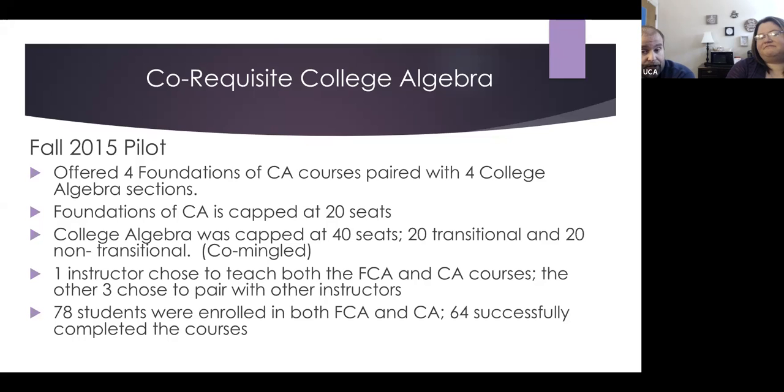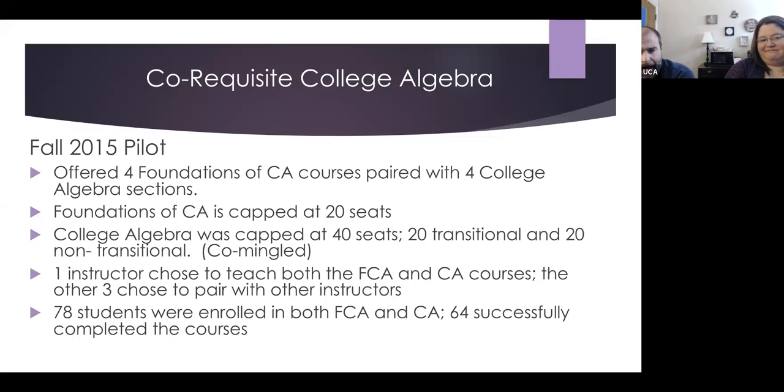But 64% or 64 of them successfully completed both of those. So 82% made a D or higher on that pilot. So we were, again, very pleased with an 82% success coming from the 20s for completing college algebra in 1 year, up to 82%. We were very, very happy with that.